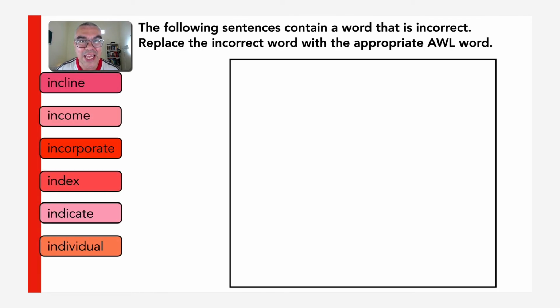All right, here is group 2. Incline, income, incorporate, index, indicate, and individual. So, for this one, I'd like you to read and find the incorrect word, replace it with the AWL word that I have just told you. Okay, here's the first sentence.